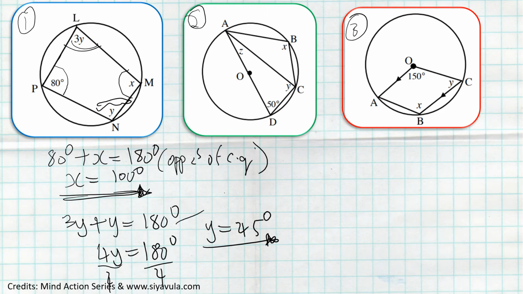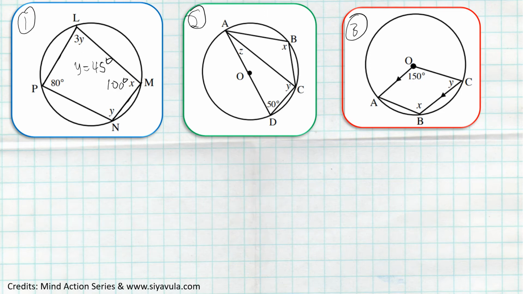Don't forget the reason here. Why are we saying 3y plus y is equal to 180? Because opposite angles of what? Of a cyclic quad. Opposite angles of a cyclic quad, we know that they are supplementary. Okay, let's do number 2. Okay, so for number 2 also, they want you to solve for x and y.